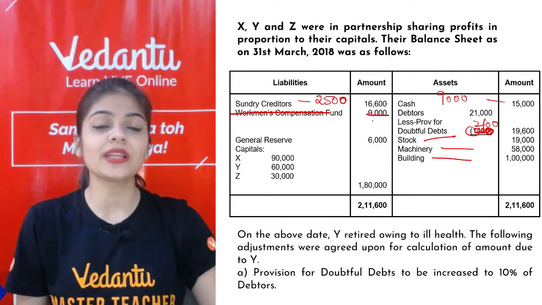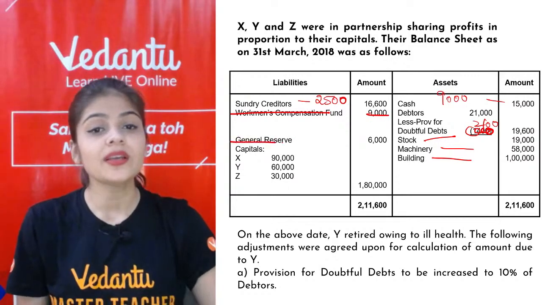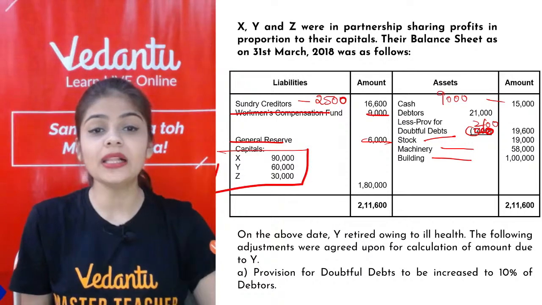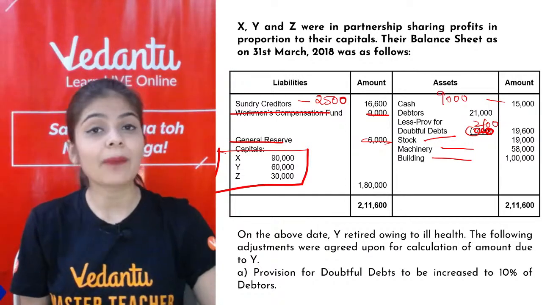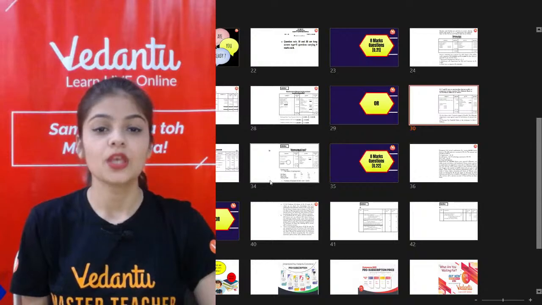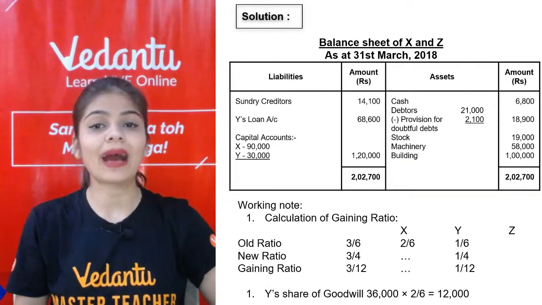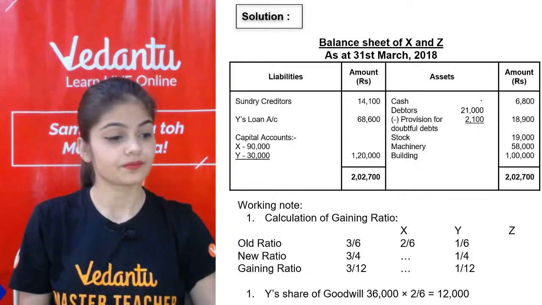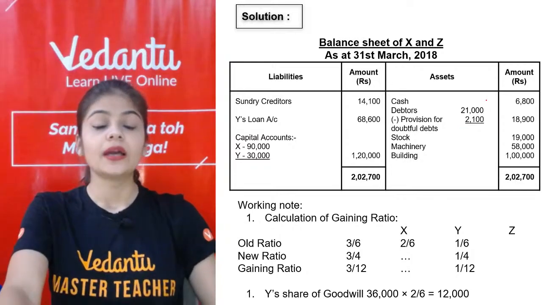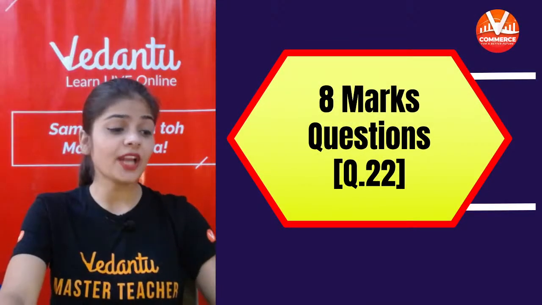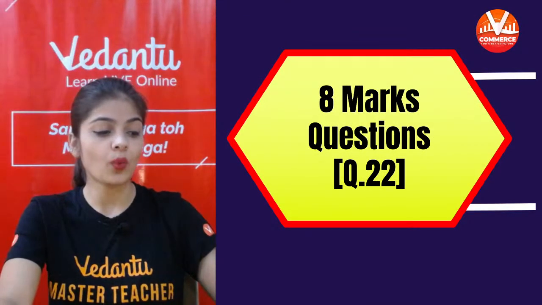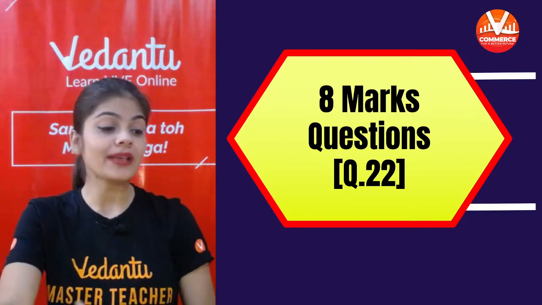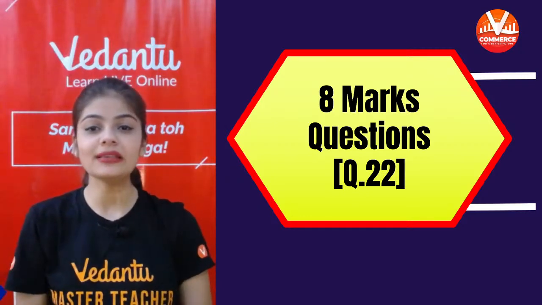Workmen compensation is distributed among the partners. General reserve is distributed among the partners. Capital, the new capital will appear in the balance sheet. So this is your closing balance sheet. Now tell me, is this clear to everyone? Yes or no? Is this clear to all my students? Yes or no, guys?